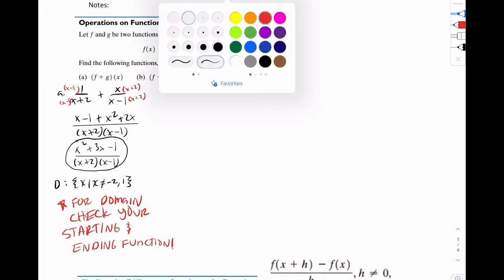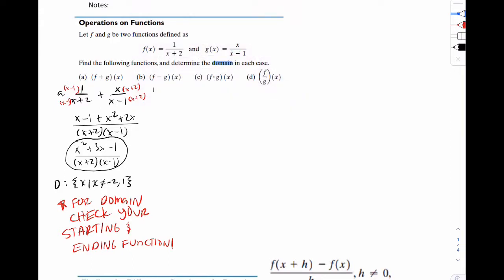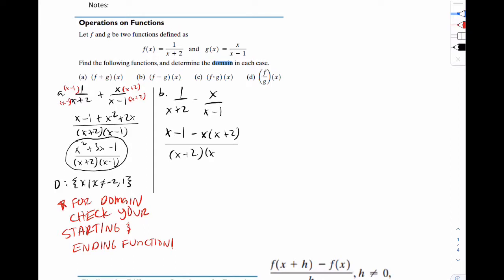Let's go to B. B simply subtract. So I'll put a bar here. 1 over x plus 2 minus x over x minus 1. I'll do the same thing I did in A. So hopefully you can do this part in your head. x minus 1 minus x times x plus 2. That's all over your common denominator. From here we can see that this would be x minus 1 minus x squared minus 2x, all over your common denominator.